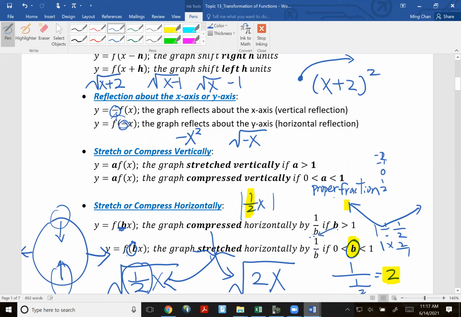All right. So the way you look at this b is by saying, if this b is a half, then it's going to be stretched. The reason is 1 divided by the half will make a 2. You'll make the x value go outward. Multiply everything by 2 on the x value. Therefore, it will become wider.